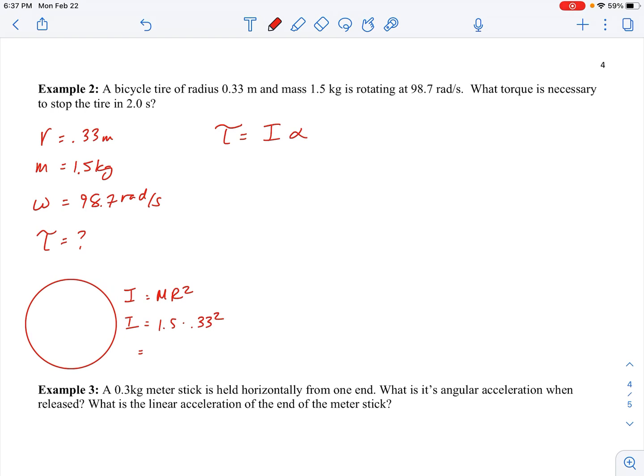So that is 0.163 kilogram meter squared. Okay, now I've got the moment of inertia. If I had the angular acceleration, I'd be all set.